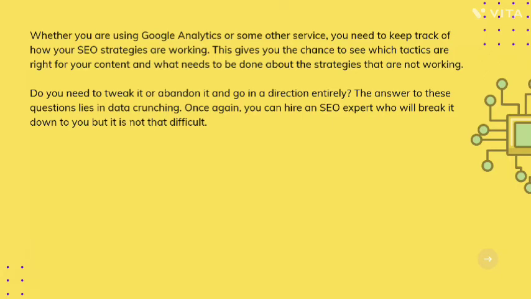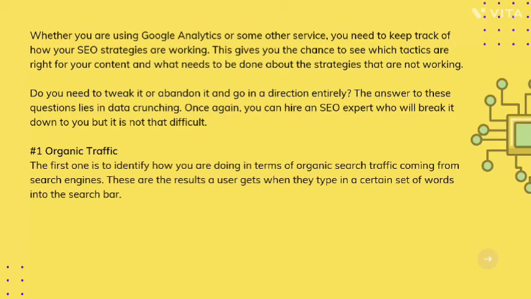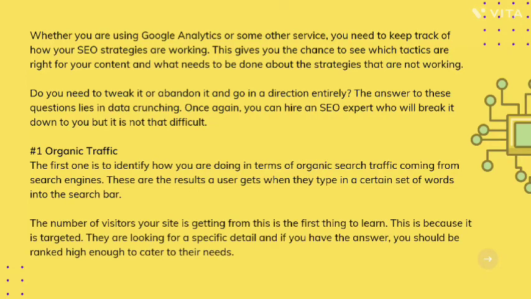Once again, you can hire an SEO expert who will break it down to you, but it is not that difficult. Number 1. Organic traffic. The first one is to identify how you are doing in terms of organic search traffic coming in from search engines. These are the results a user gets when they type in a certain set of words into the search bar. The number of visitors your site is getting from this is the first thing to learn. This is because it is targeted. They are looking for a specific detail, and if you have the answer, you should be ranked high enough to cater to their needs.